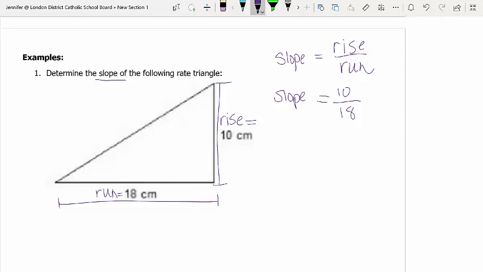Don't turn it into a decimal form. So we just have to reduce this fraction. So we can divide both those numbers by 2. So 10 divided by 2 is 5. 18 divided by 2 is 9. And that's as far as we can reduce. So the answer is the slope of this line is 5 over 9.